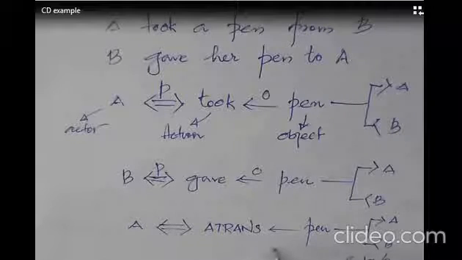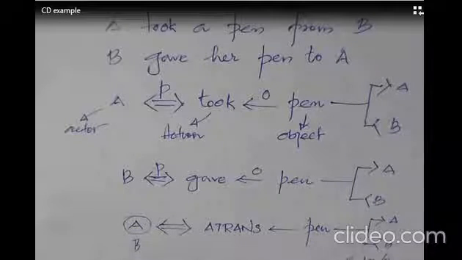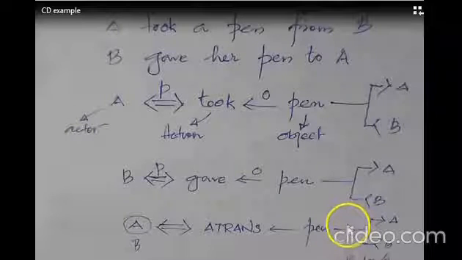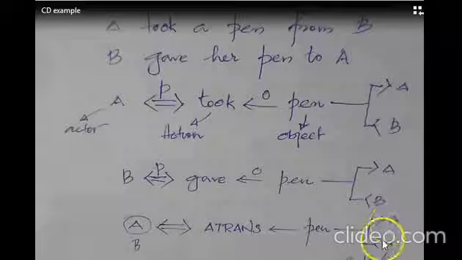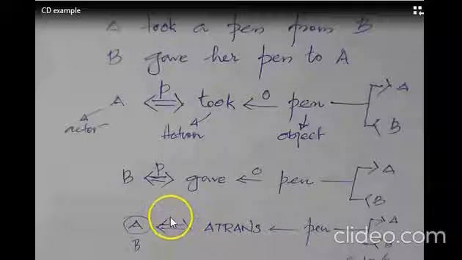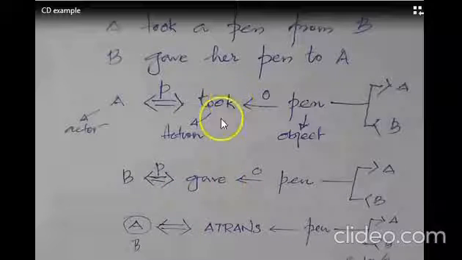Instead of A, we can use B also. Instead of this A, we can write B also here. Then we can write an R, meaning that it is a receiver sender group. This is a receiver sender representation, and we can write an O here representing this pen. We can write P here for this gave, past tense of give, and took, past tense of take. So in that way we can represent this sentence.